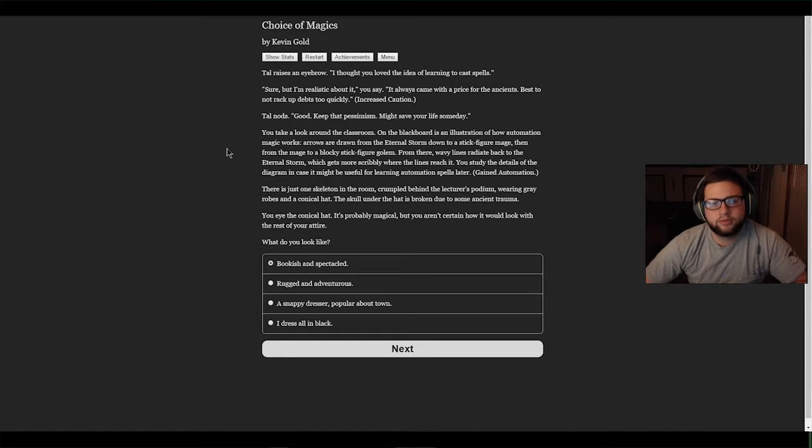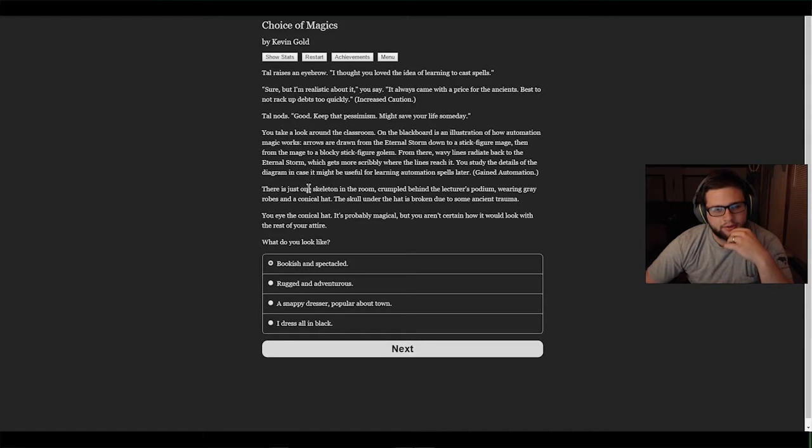We gained automation. Cool. There's just one skeleton in the room, crumpled behind the lecturer's podium, wearing gray robes and a conical hat. The skull under the hat is broken due to some ancient trauma. Ouch. You eye the conical hat. It's probably magical, but you aren't certain how it would look with the rest of your attire.